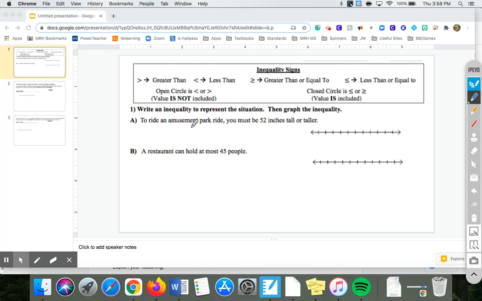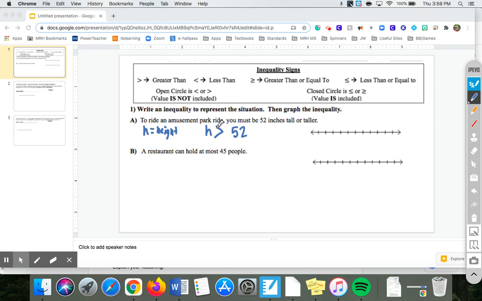So to ride an amusement park ride, you must be 52 inches tall or taller. So I'm going to say h is my variable, which is going to be our height. And I'm saying h compared to 52. I'm trying to think what inequality sign would go in here to represent that you must be 52 inches tall or taller. So first off, I know that if I was 60 inches tall, I would be able to ride this. So I know that's going to be greater.